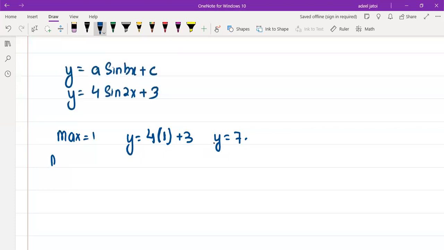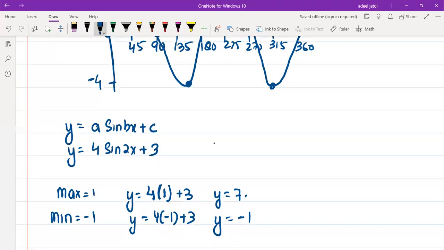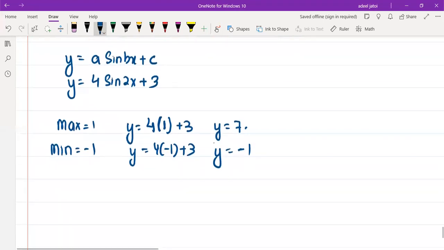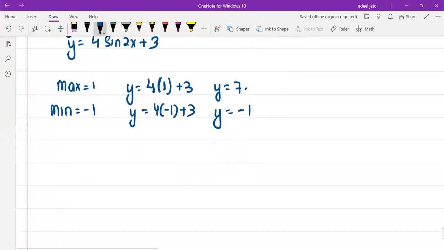7. Your minimum value was what? Minus 1. Y is equal to 4 minus 1 plus 3. Y is equal to minus 4 plus 3 becomes what? Minus 1. That means your value of 4, that was minus 4, has been shifted to what? Y is equal to minus 1 because of plus 3, because of the y shift.